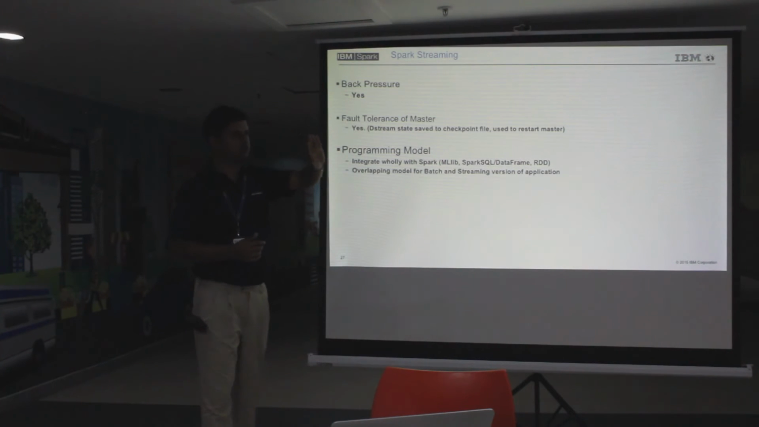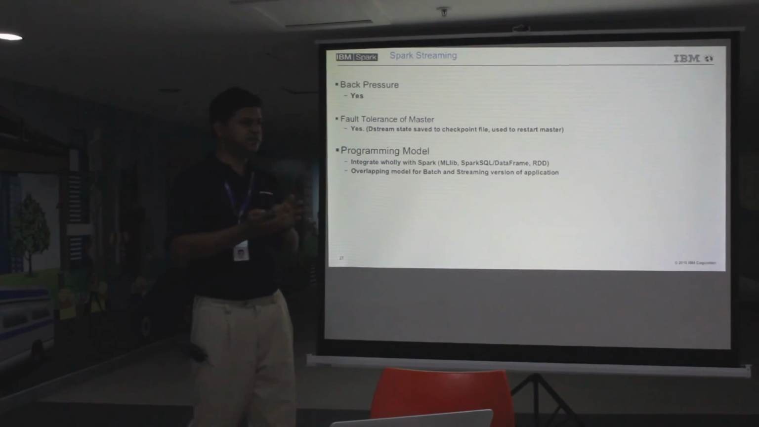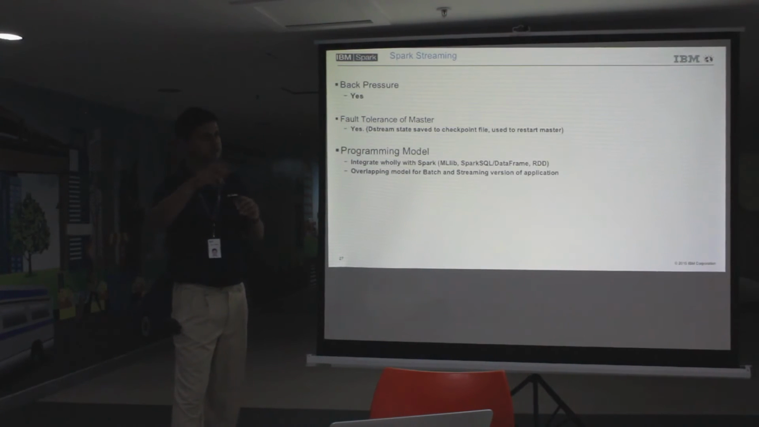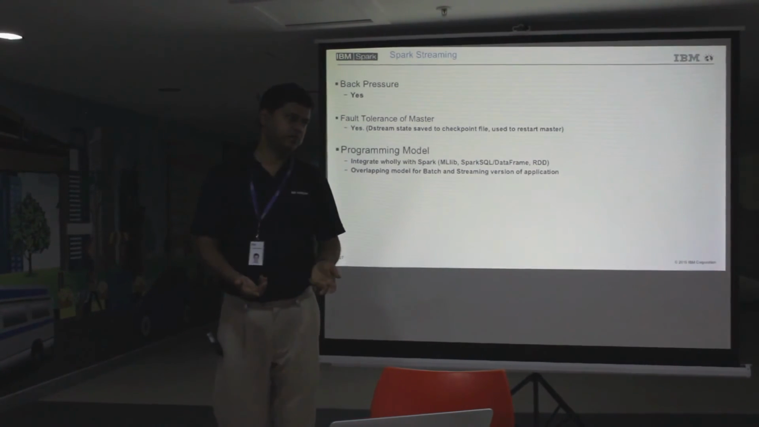Yes, dynamic allocation is only there in 2.0, not yet. Fault tolerance of master, it's there. It uses a checkpointing mechanism. So the DStream is checkpointed once each job finishes. The DStream state that you need is checkpointed. And if the master fails, when you restart, it will start from the checkpoint.